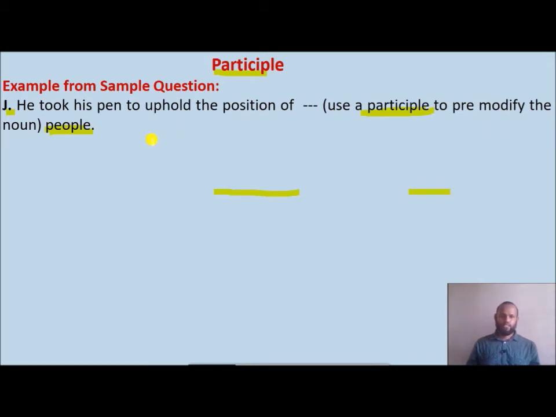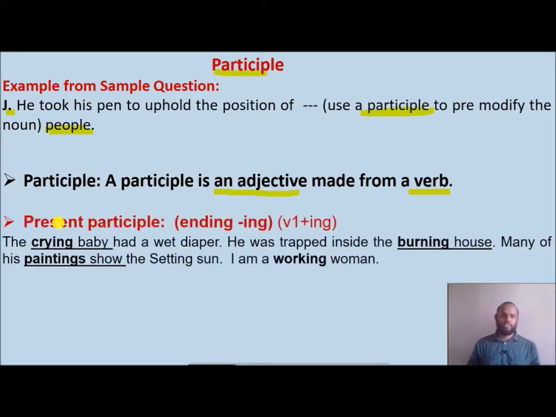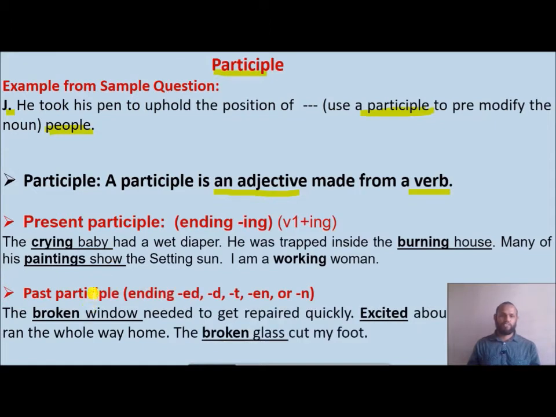Now the question is, what is a participle? A participle is an adjective made from a verb. So you see all the participles you will use as a modifier are adjectives, and participles are made from a verb. In the English language there are three types of participle: present participle, past participle, and another one is perfect participle.